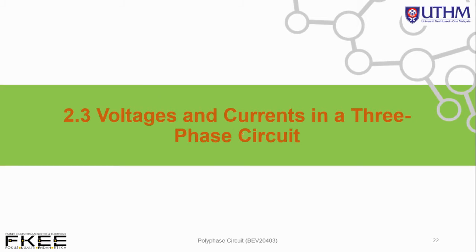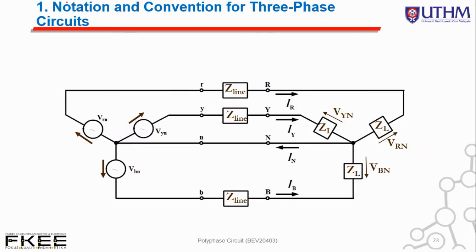Voltage and currents in a three-phase circuit. All right, so notation and convention for three-phase circuit. We have seen earlier in the previous slide how we give the notation and convention. So VRN, this is the direction of the voltage VRN. The arrow over here, the head is pointing to the line itself.